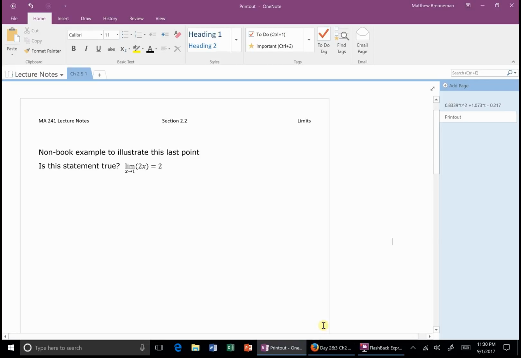Okay, I want to look at two questions from the notes on Chapter 2, Section 2. This was a question that we posed in class. We said, can we actually prove that the limit of 2x as x approaches 1 is 2? Obviously, it's true. We can draw the graph and see it, but suppose we wanted to prove it. I wanted to take this opportunity to go into what this limit means.